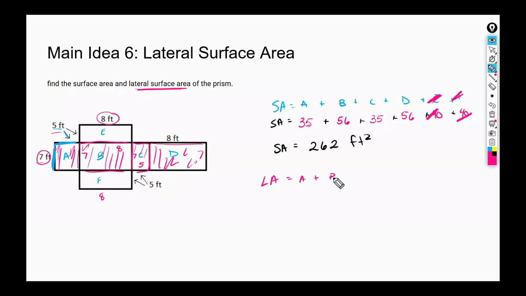A plus B plus C plus D. We already found that. It's right here. 35 plus 35. Oops. Plus 56 plus 35 plus 56. Plug that into my calculator off screen. 35 times 2 plus 56 times 2, 182.